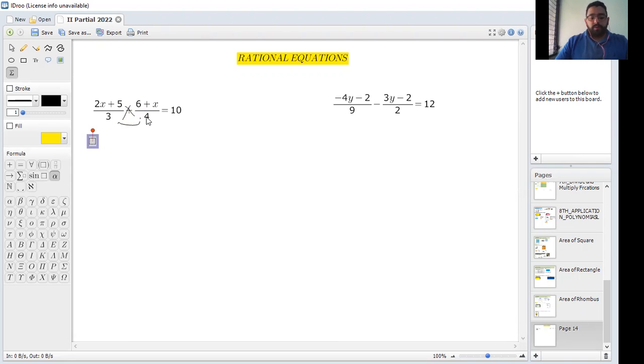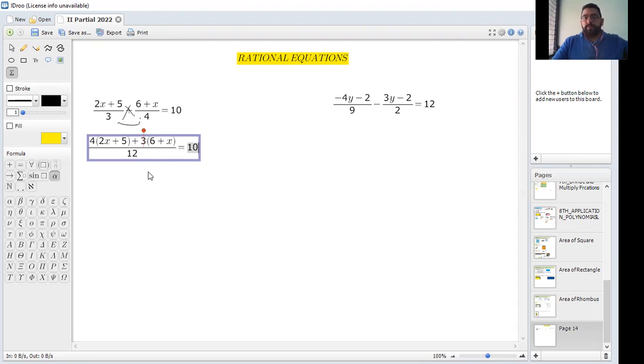In this case, we are going to copy 4 over, and then the 2x plus 5, we are going to put it in parentheses. So it's going to be 4 multiplied by 2x plus 5. Then we copy the addition sign, in this case plus, and then we copy 3 because we are going to multiply 3 by 6 plus x. So we open parentheses and copy 6 plus x. And down you are going to multiply 3 times 4, which is 12. And this is going to be equal to 10 on the other side.